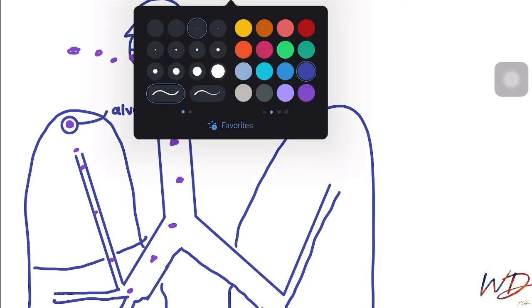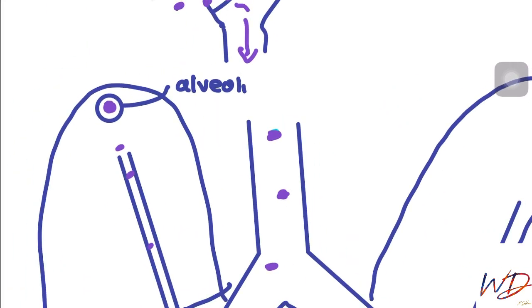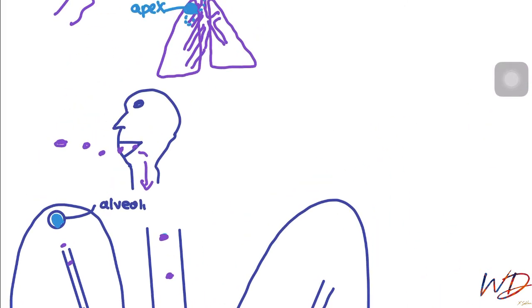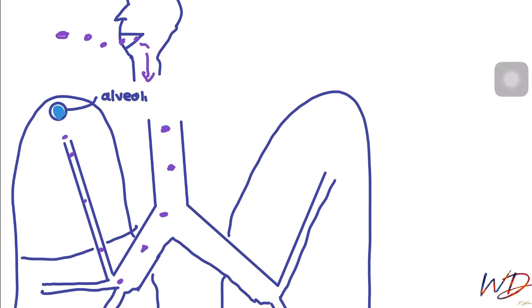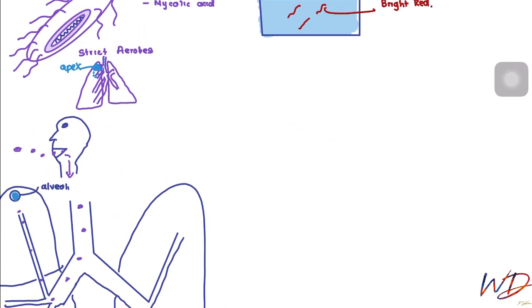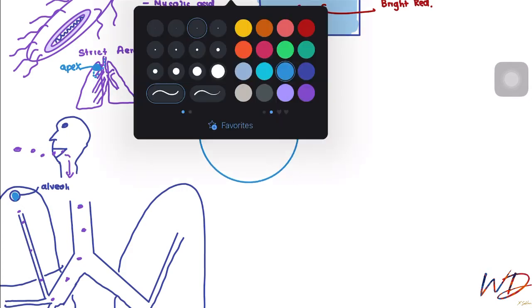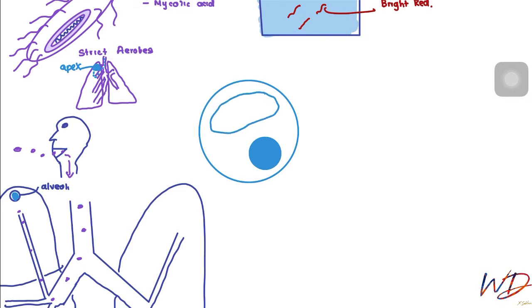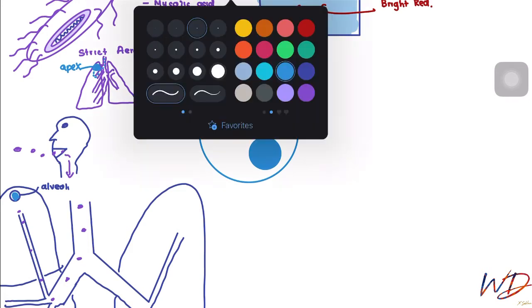Now, what is there in the alveoli? There are macrophages. They will come, engulf the TB bacteria. Now, the bacteria is found engulfed in the macrophage. So this is going to be a vacuole, and you find the TB bacteria inside this.